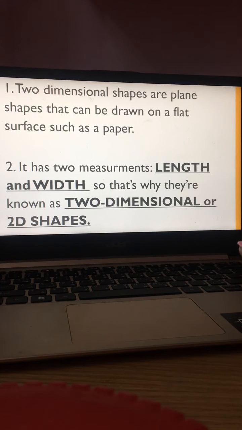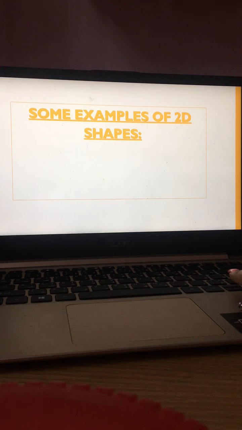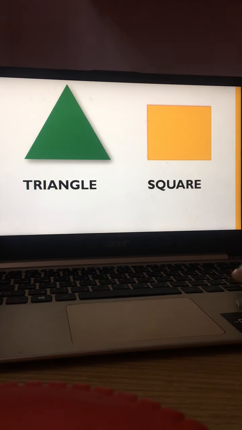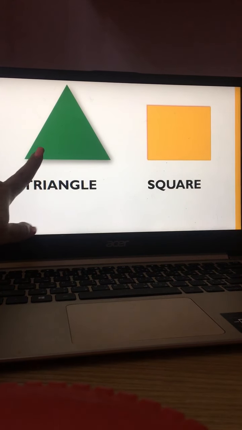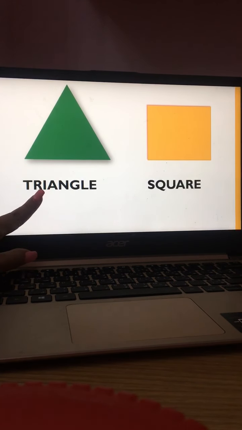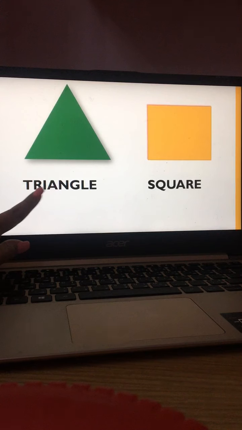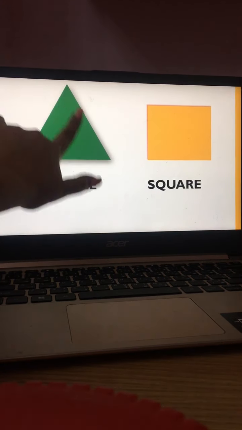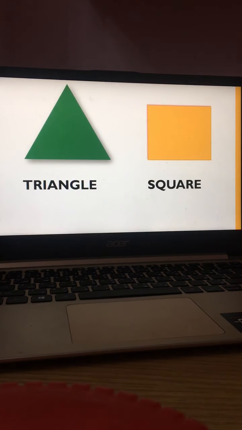Some examples now. The first example of a 2D shape is this one. This is called a triangle. What is it called? A triangle. This is how a triangle looks. So this is our first 2D shape.